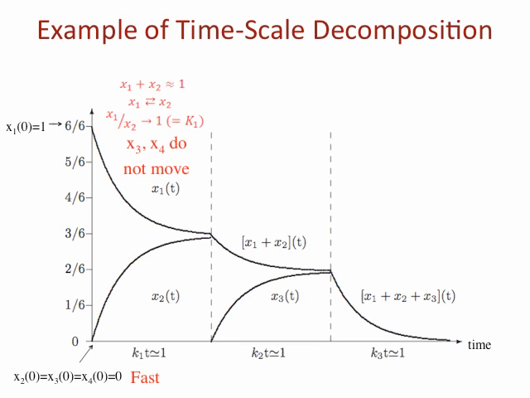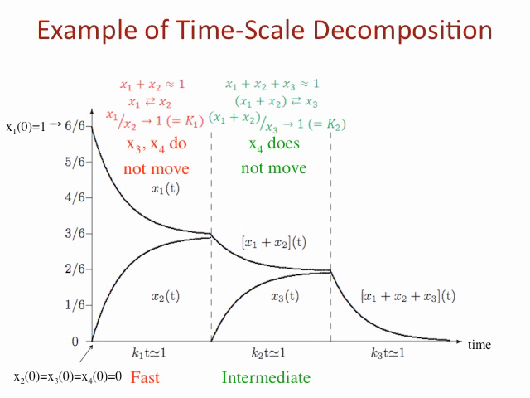So I've chosen the equilibrium constant for this reaction to be 1, so the ratio of x1 to x2 heads towards unity at the end of this time scale. And that would be a 50-50 split, which I'll show as 3/6 on the y-axis here, which of course is a half.